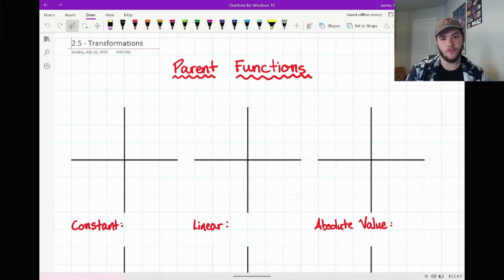In this video, we're going to talk about parent functions specifically. This is going to be the starting point for this whole process of graphing by transformations. And unfortunately, it has a bit of memorization involved to help make the rest of graphing by transformations easier.